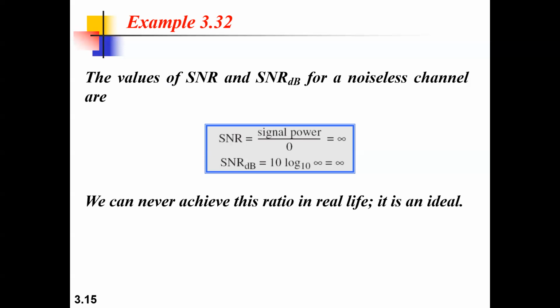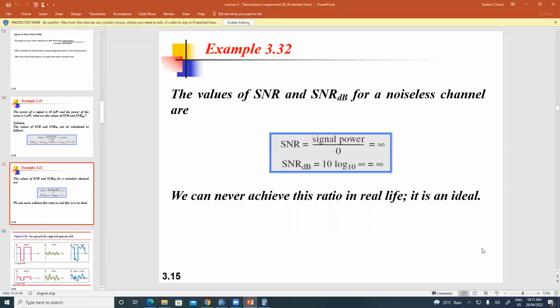Okay. So if you have a situation like that, then your SNR will be an infinite value, right? And likewise your SNR dB will be infinite. So it says we can never achieve this ratio in real life. It is an ideal, right? It's just a theoretical assumption, but not possible.